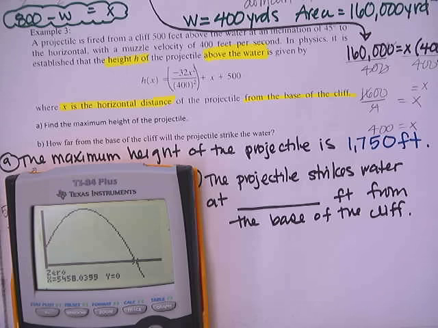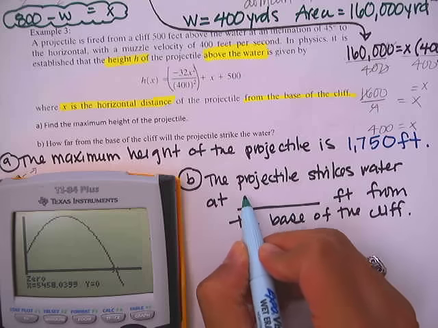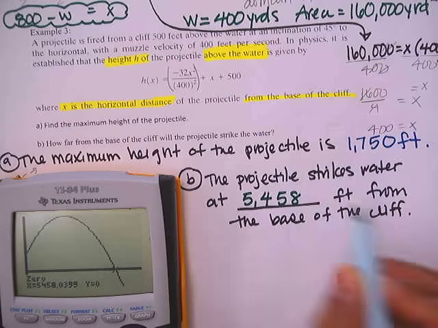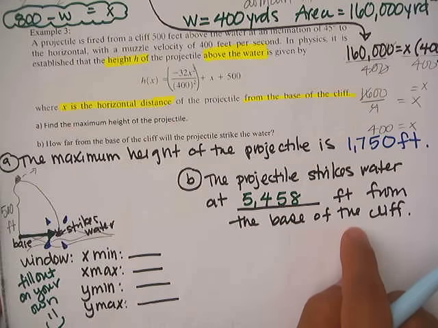All right, so look at it. It gives you 5,458, and because these numbers are pretty large, let's just round to whole foot. So this is at 5,458 feet. Okay, so the projectile strikes water at 5,458 feet from the base of the cliff.